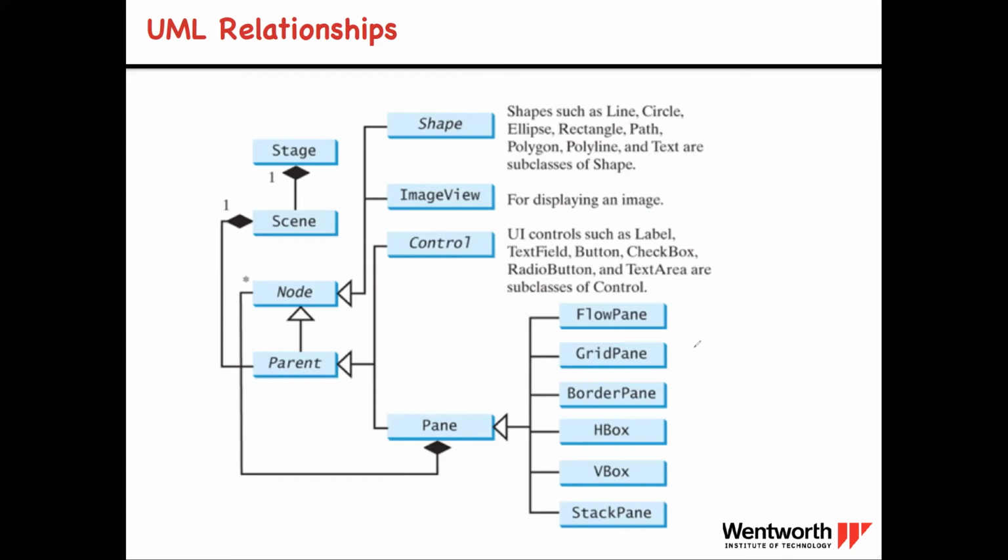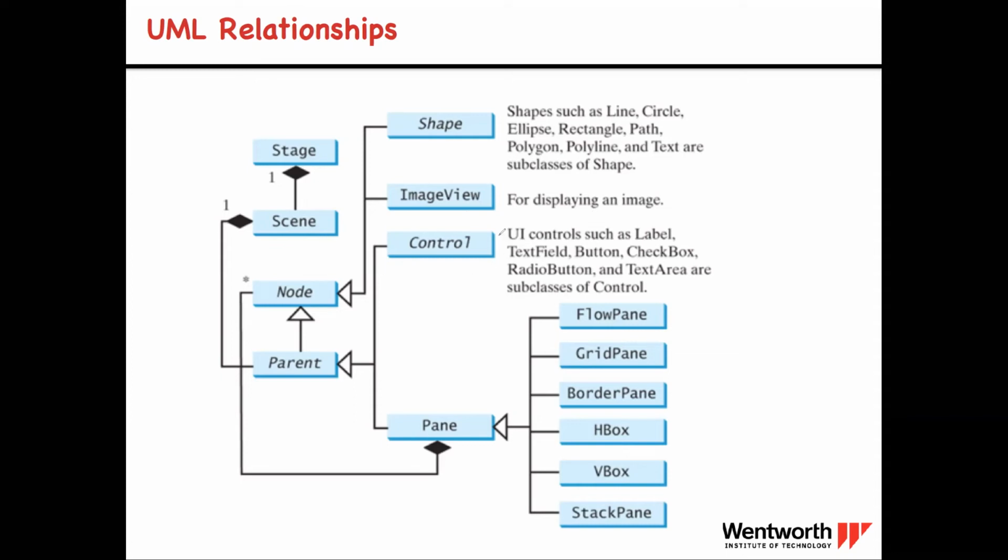Some other nodes. A pane is a parent, which is a node. So you can take a pane, you can slap it onto a scene, slap it onto the stage, and you've got your window. Other nodes are things like shapes. We're going to draw a circle here in the next slide. But things like lines and ellipses and stuff, we'll talk more about those. ImageView is also a node, so you can display an image. This is how students in the past have displayed sprites onto the screen.